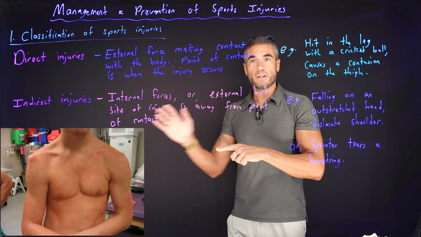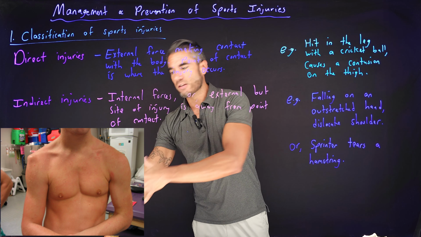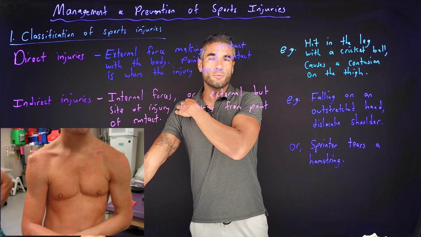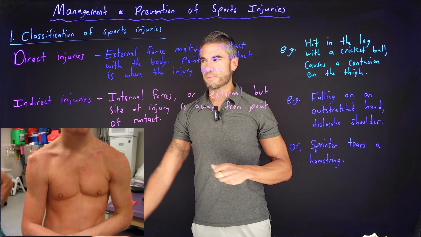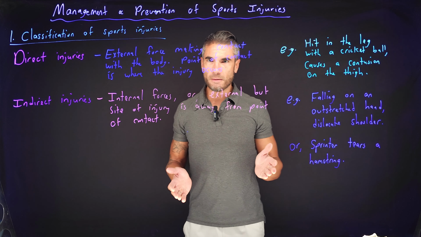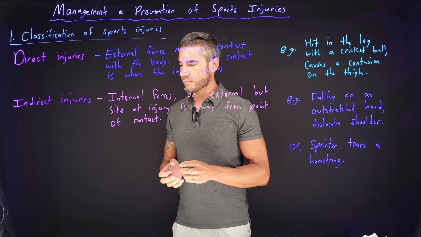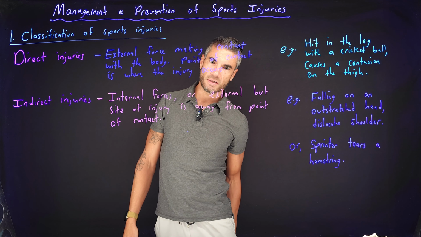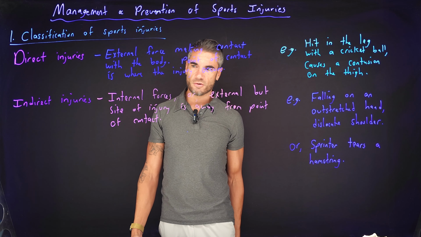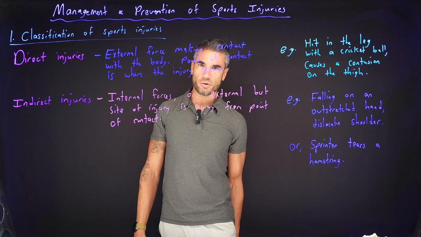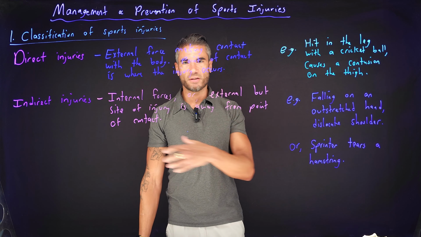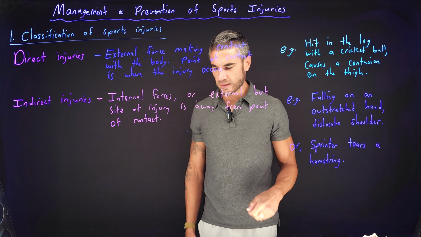I may have a direct injury on the hand from where I landed, but then the forces traveling up through my arm have found a weakness in the shoulder and then the shoulder dislocates. Alternatively, another way to look at an indirect injury is if a sprinter is sprinting off the blocks and then they tear their hamstring, okay? At no point did the hamstring actually make contact with anything. That is an indirect injury too, all right? So it's either from internal forces or it's from external forces, but the injury site is away from the direct contact.